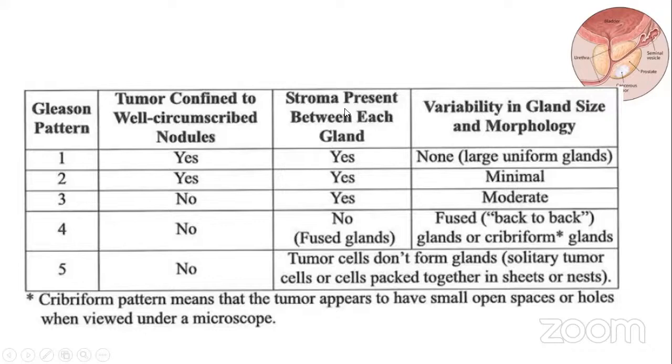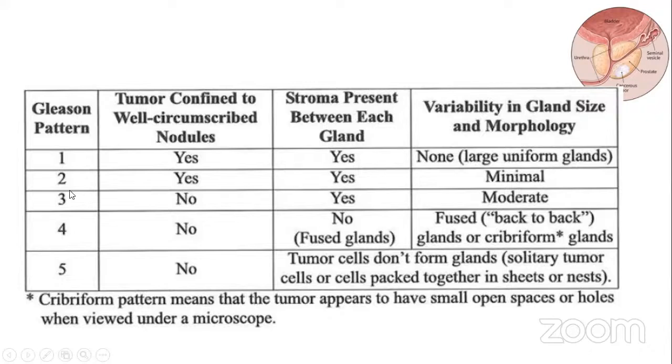So Gleason 1: the tumor is usually confined to well circumscribed nodules, with stroma present between each gland, and no variability in the gland size and morphology, large uniform glands. This is Gleason 1. Gleason 2: the tumor is also confined to well circumscribed nodules, with stroma present between each gland, with minimal variability in the gland size and morphology.